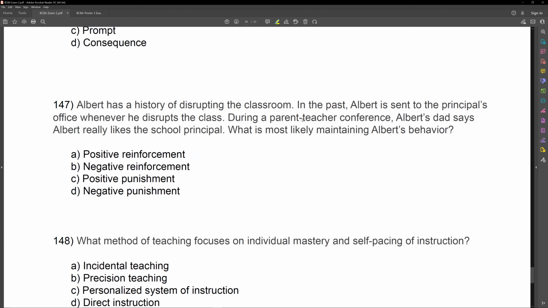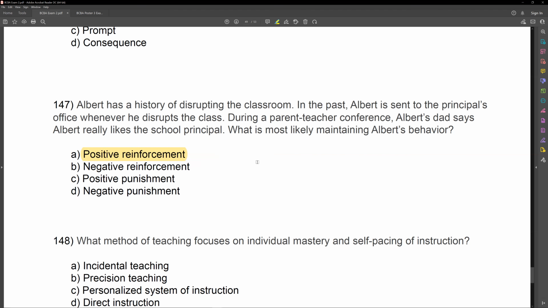Yes, but based on the information, it's not so much the removal, it's what he's earning, which is access to the school principal. So we're reinforcing it, right? Albert's history is maintained, so we're dealing with reinforcement. The question becomes, is it positive or negative? Well, we just said Albert is gaining access to the principal, okay? So it's going to be positive. It's not negative, okay? Because it doesn't appear that escape from the classroom is maintaining it. What's maintaining it is access to the office and access to the principal. Now, we're going strictly based on the information given in the question, which is what we need to do.